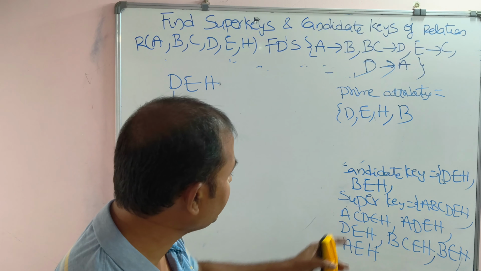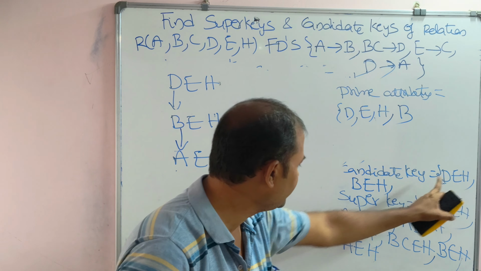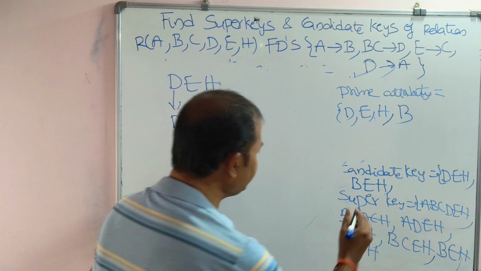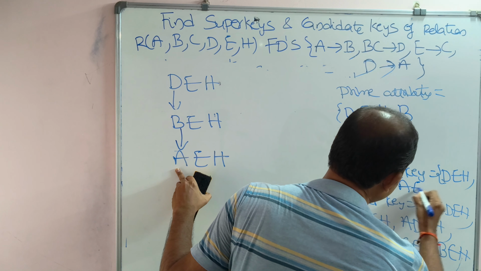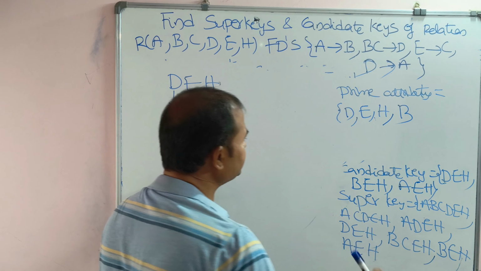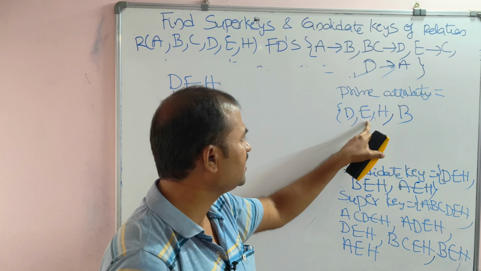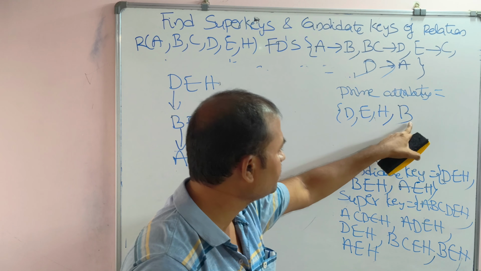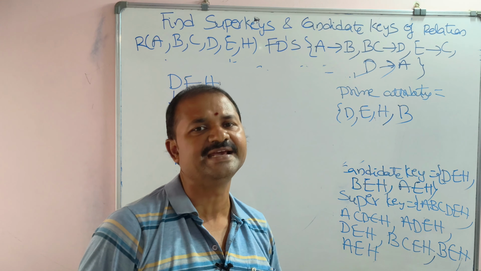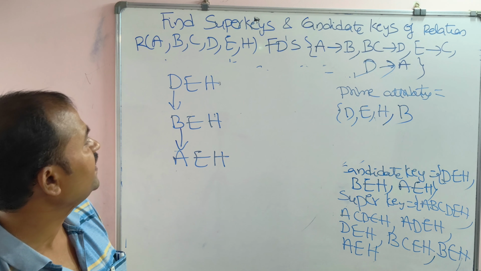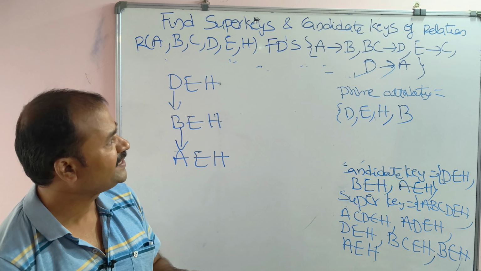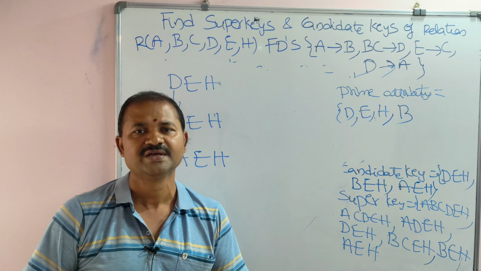These are the super keys. And what are the candidate keys? First one is DH, second one is BH, third one is AEH. These are the candidate keys. Whereas the prime attributes are D, E, H, B. If you want, we can write EH also. So in this way, we can find the super keys and the candidate keys of any relation.